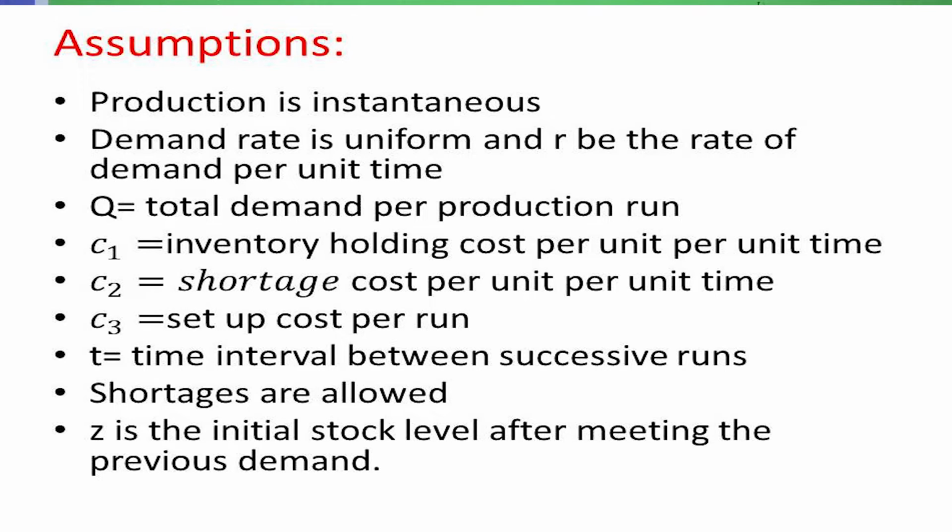Assumptions are as follows. Production is instantaneous, demand rate is uniform, and R be the rate of demand per unit time, Q total demand per production run, C1 inventory holding cost per unit time, C2 shortage cost per unit time, C3 setup cost per run, T time interval between successive runs, shortages are allowed, Z is the initial stock level after meeting the previous demand. So these are the certain assumptions.